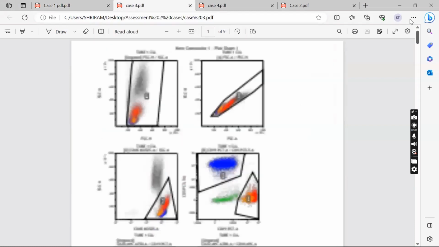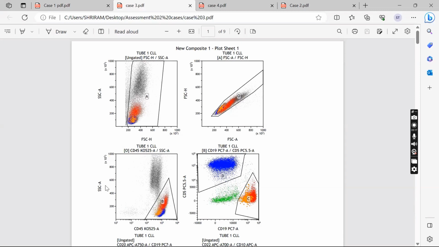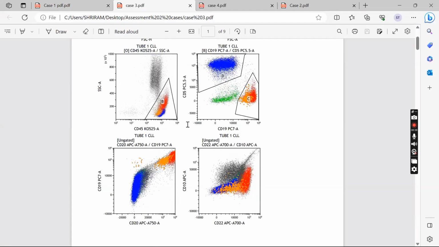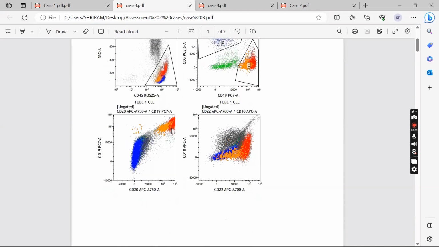I would love to have IgM, which is not there. Even some other tube has not been given to you. It was FMC7 negative. Okay, it was FMC7 negative, and IgM was not processed, I suppose. So this is a case I got from someone for an opinion.